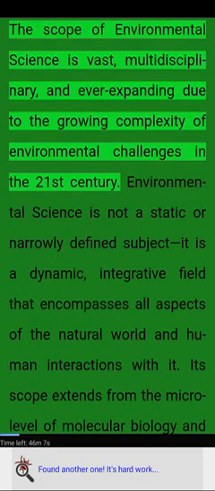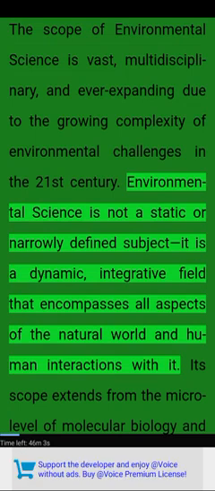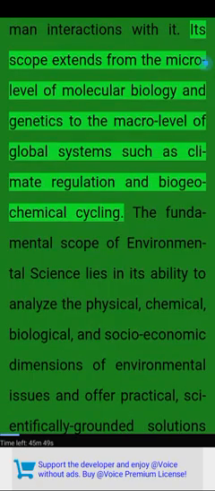The scope of environmental science is vast, multidisciplinary, and ever-expanding due to the growing complexity of environmental challenges in the 21st century. Environmental science is not a static or narrowly defined subject. It is a dynamic, integrated field that encompasses all aspects of the natural world and human interactions with it. Its scope extends from the micro level of molecular biology and genetics to the macro level of global systems such as climate regulation and biogeochemical cycling.